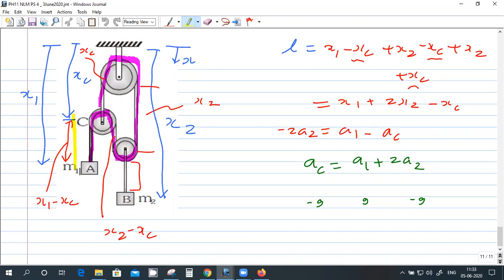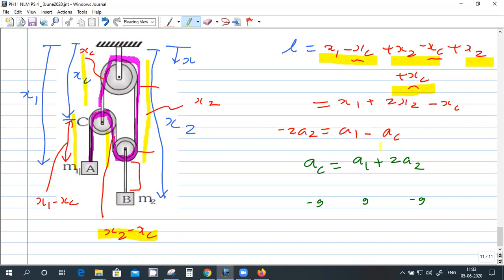Okay, and then x2 minus xc is this length, right? Sorry, that is xc. No, that is xc. So this is x2 minus xc. Okay, and this length is xc and this length is x2. Right? So there are 4 lengths: 1, 2, 3, 4.